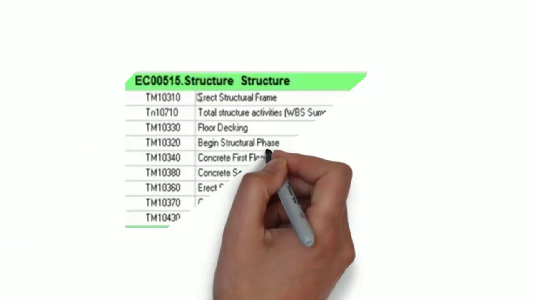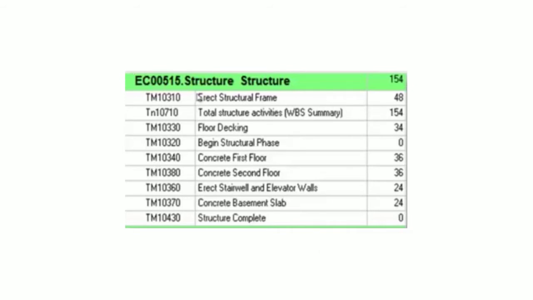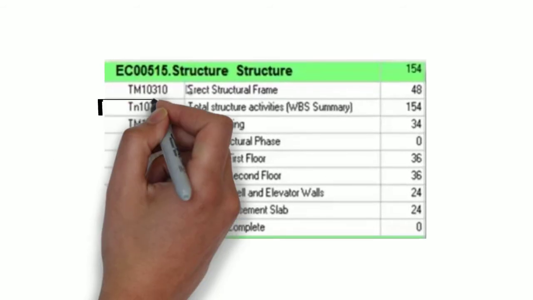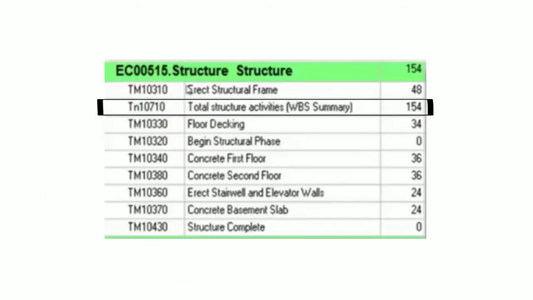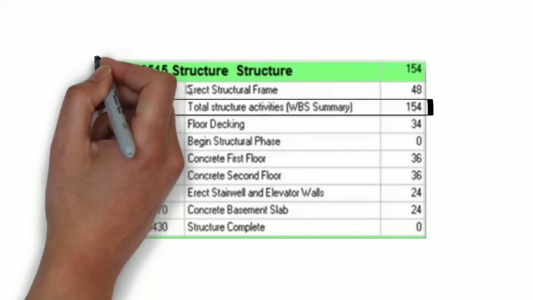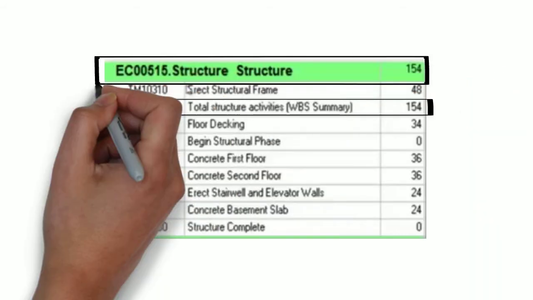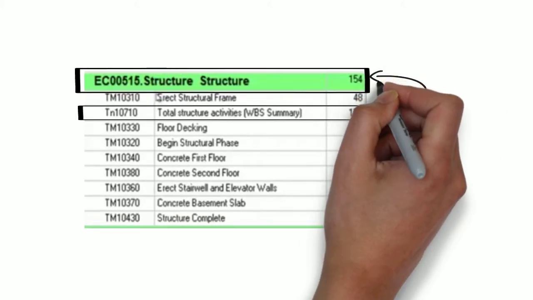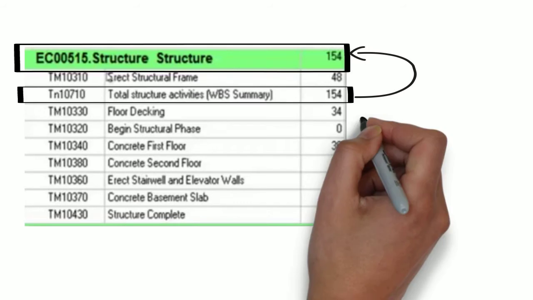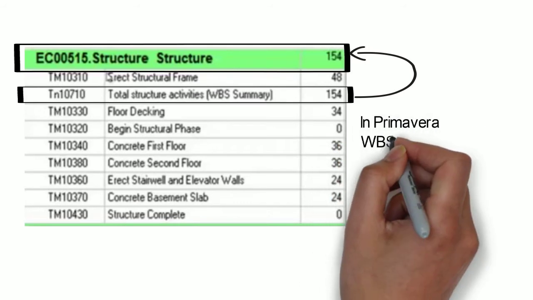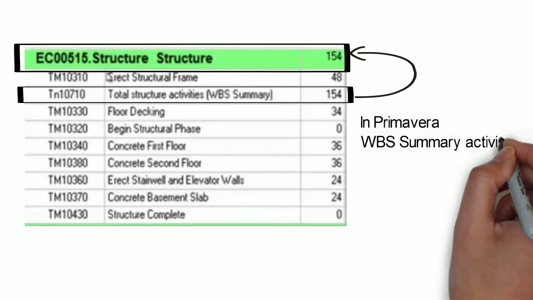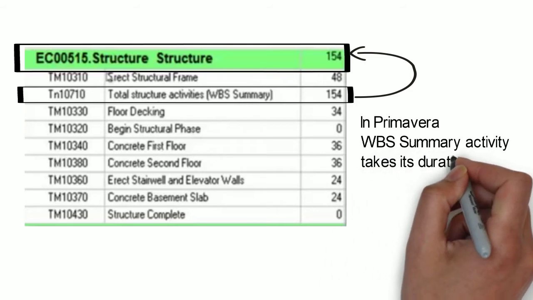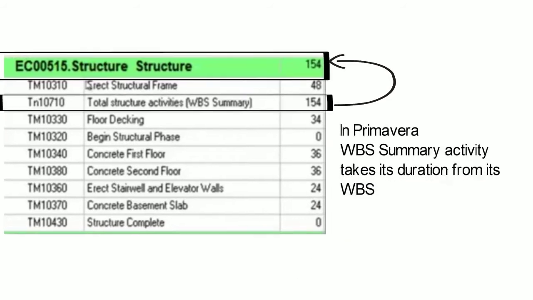Here are some examples from Primavera P6. Total structure activity, WBS summary, will follow its WBS. In Primavera, a WBS summary activity takes its duration from its WBS.